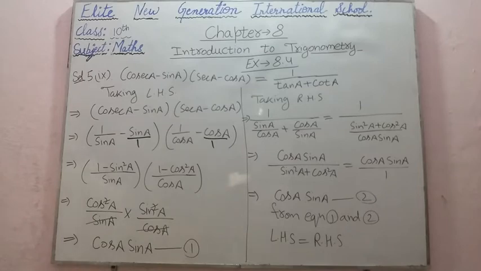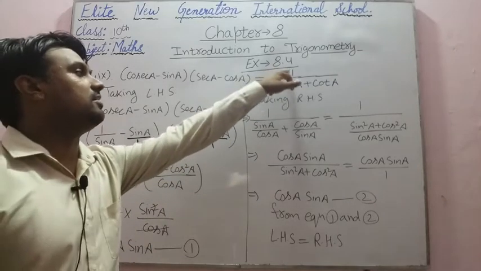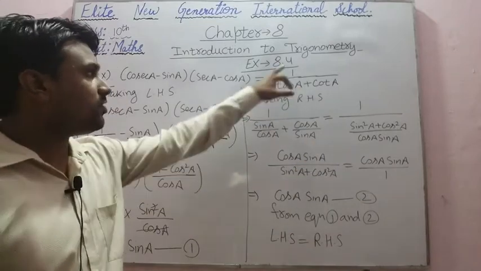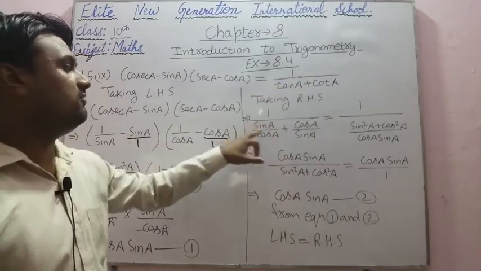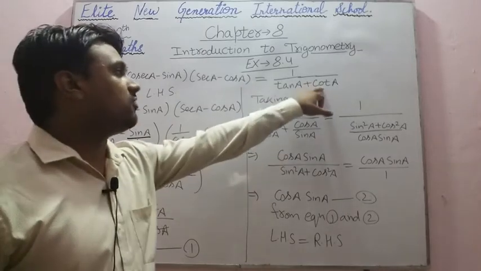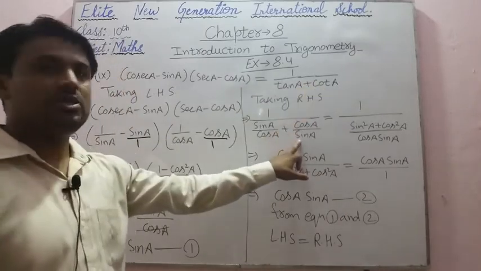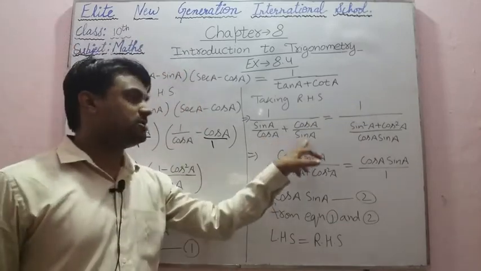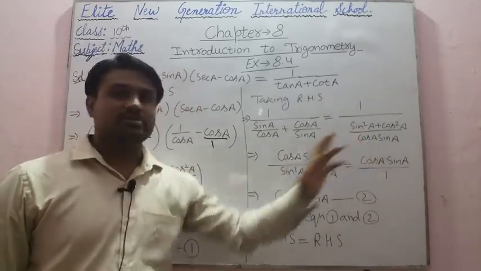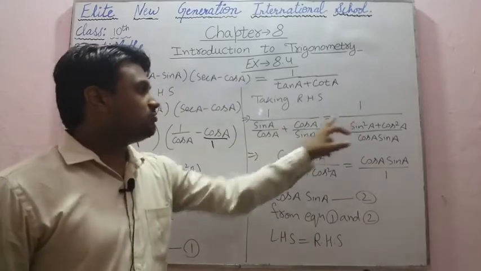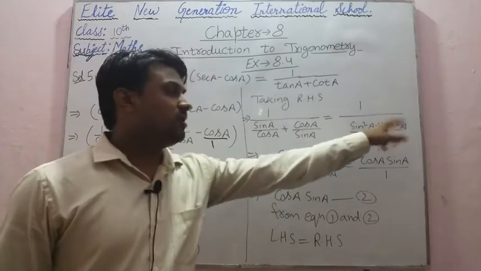Now after this we can take right hand side, that is 1 upon tan a plus cot a. So here, 1 upon, in place of tan a we can write sin a upon cos a, plus in place of cot a we can write cos a upon sin a. Now here 1 upon, taking LCM, LCM of cos a and sin a will be cos a sin a. Now here sin a into sin a will be sin square a, and cos a into cos a will be cos square a.